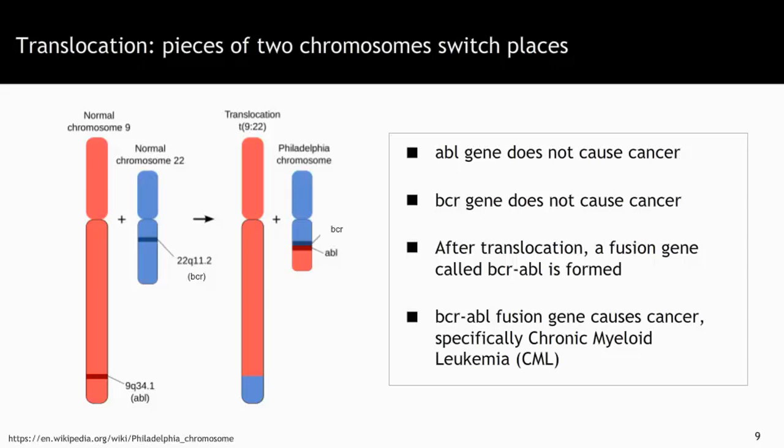The ABL gene is normally located on chromosome 9 and it normally does not cause cancer. Similarly, the BCR gene is located on chromosome 22 and also does not cause cancer. But when a translocation occurs, a new gene called a fusion gene is formed. The fusion gene, called BCR-ABL, promotes cell division and causes a specific type of cancer of white blood cells called chronic myeloid leukemia, or CML.